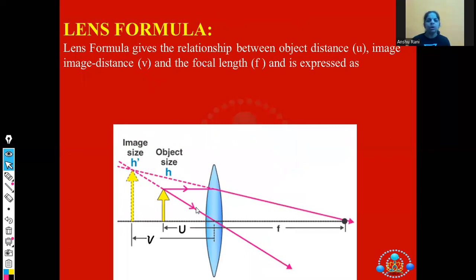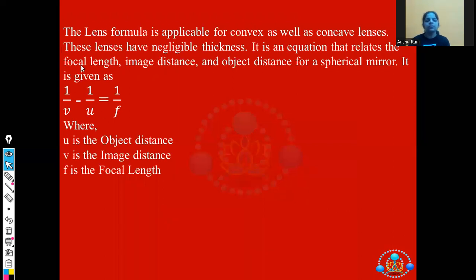Then we have the lens formula. In the lens formula, we are using terms U, V and F. U is the distance of the object from optical center, V is the distance of the image from optical center, and we have F, that is focal length. This is focal length, the distance of focus from optical center. Then H is the height of the object, H dash is the height of the image. In the lens formula, we have 1 upon V minus 1 upon U is equal to 1 upon F. By using this formula, we can solve numericals that we will discuss in a separate video.